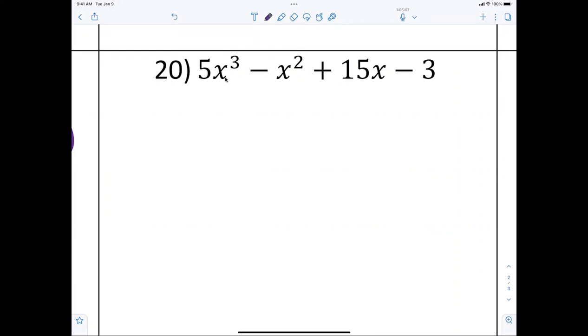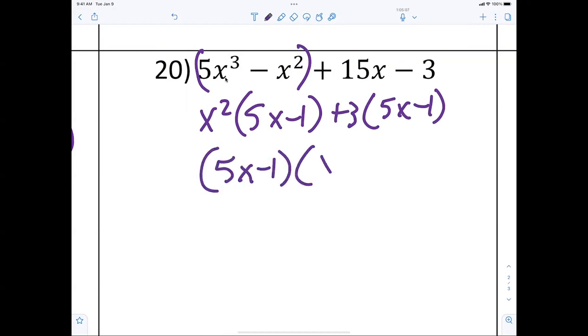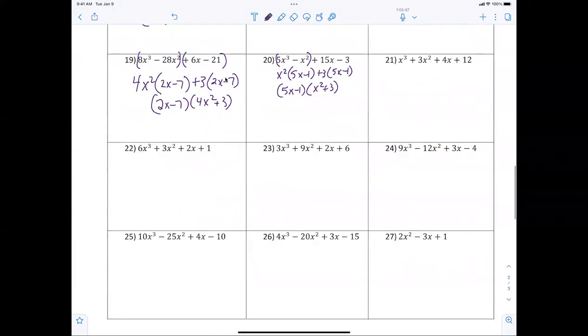What's common in the first set? X squared. What's left behind? 5x minus 1. What's common? 3. I'm left with... Beautiful. So it's 5x minus 1 and then x squared plus 3. Yeah, guys, come on. I think that's not bad. All right, let's knock out 22 now.